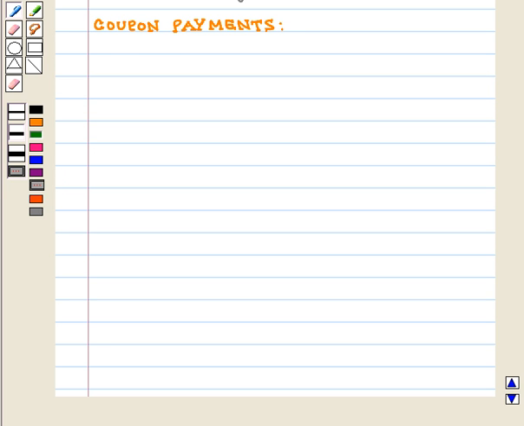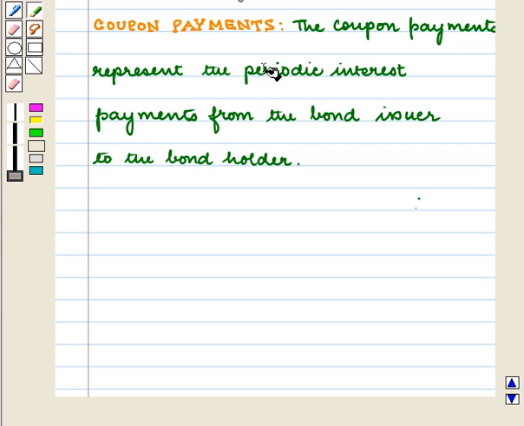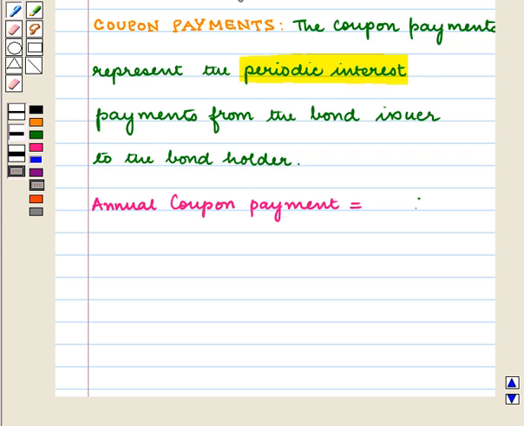Now let us discuss coupon payments. The coupon payments represent the periodic interest payments from the bond issuer to the bondholder. The annual coupon payment is calculated by multiplying the coupon rate by the bond's face value.